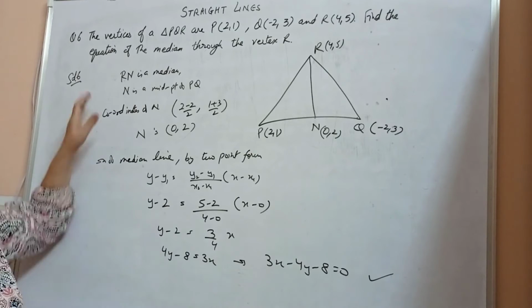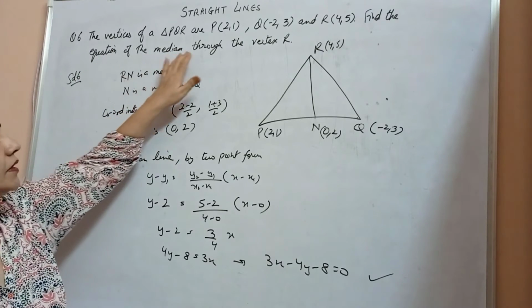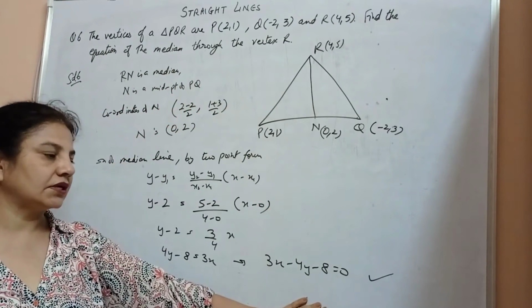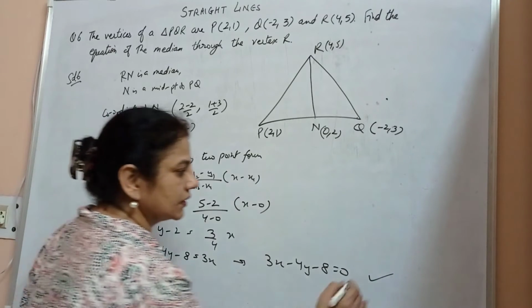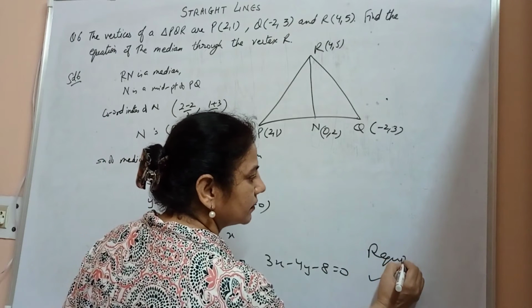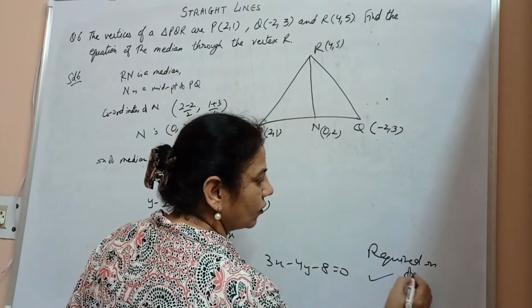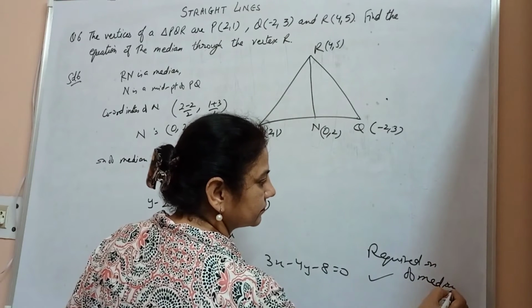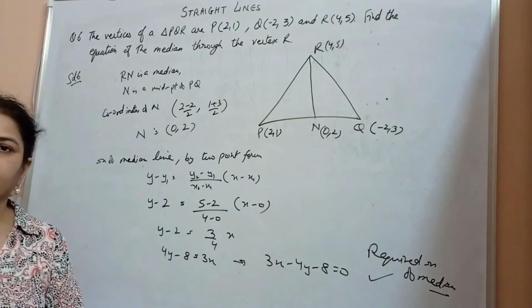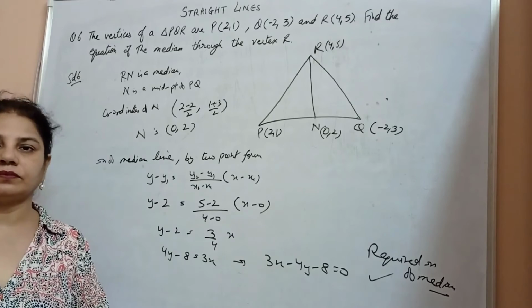We have to find the equation of the median through the vertex R. So this is the required equation of the median. So we can say that the required equation of the median is 3x minus 4y minus 8 equal to 0.